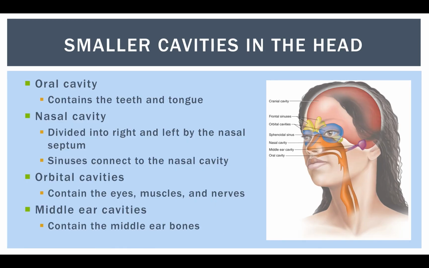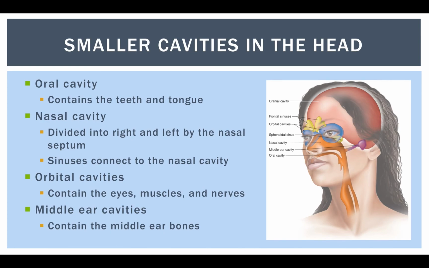Lastly, we have some smaller cavities in the head. So of course we have the cranial cavity that takes up most of our head space with our brain, but we do have 4 other cavities that I'd like to talk about. We have the oral cavity, which is essential for lots of things, but digestion especially, contains the teeth and the tongue. We have the nasal cavity, which is essential for breathing.